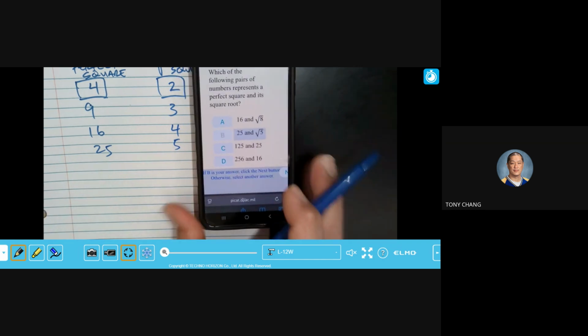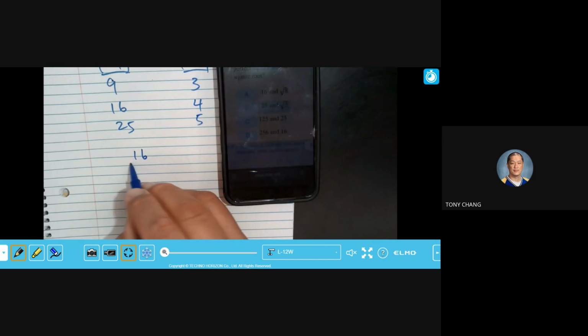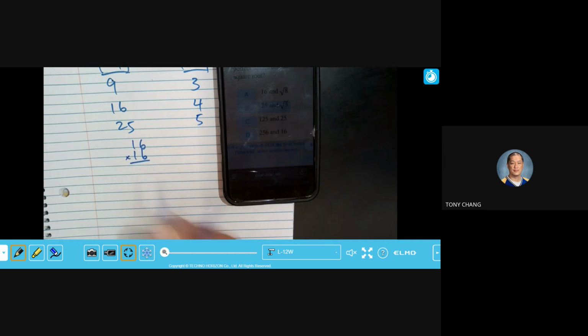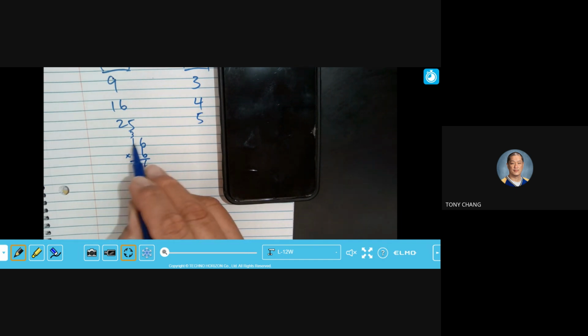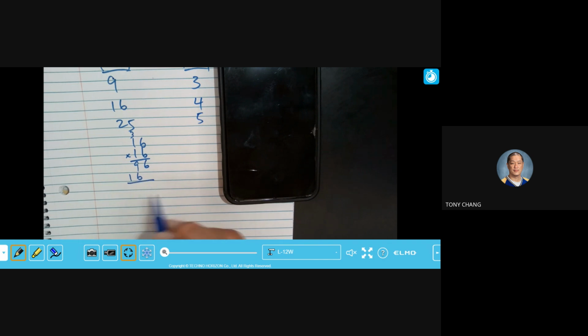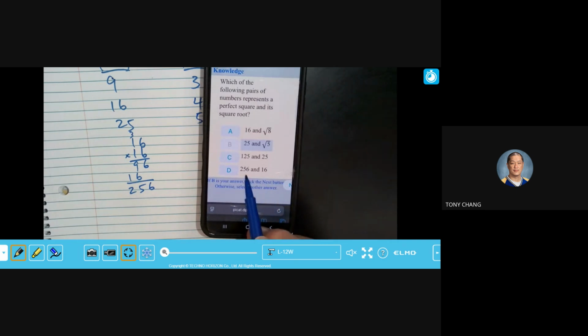And we keep going. 25 times 25 is going to be way higher than 25. So the answer must be this last one. Let's take a look just to make sure. 16 times 16. 6 times 6 is 36. 6 times 1 is 6, plus 3 is 9, so 96. 1 times 16, and we have 256. And the answer was 256. Okay? All right, that's it for this question.